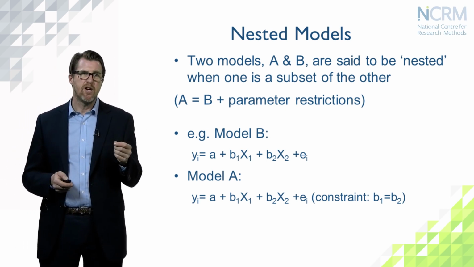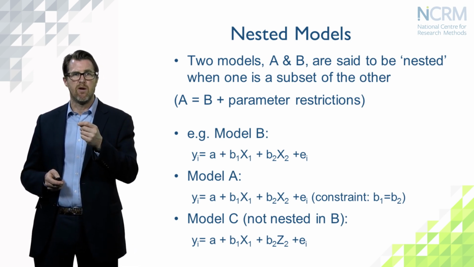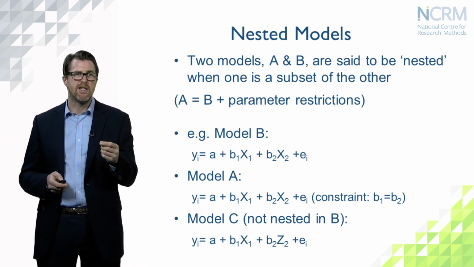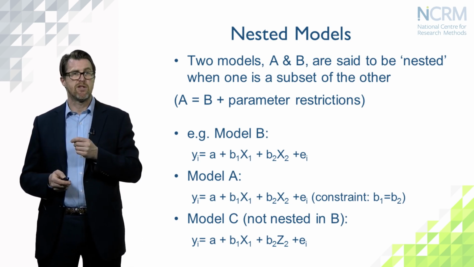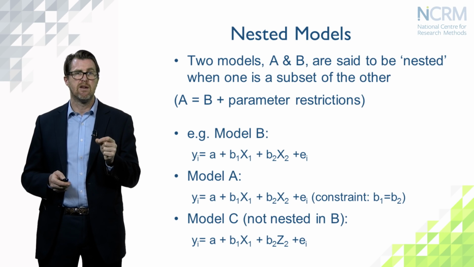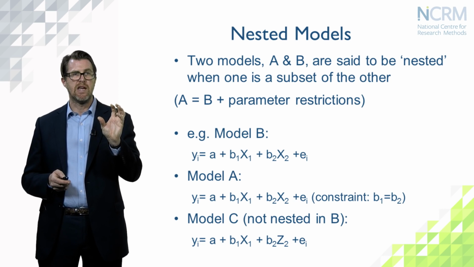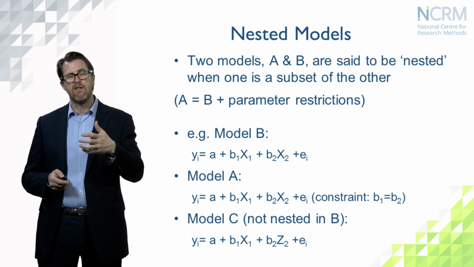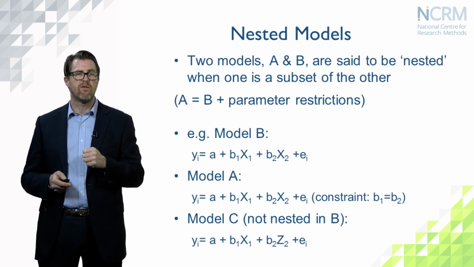If we consider a third model, model C, though, and we now remove x2 from the model and we add z2 instead, then model C is not nested within model B, because it isn't just model B plus some parameter restrictions. It has a new variable Z which is not in model B. So these are, if you like, apple and pear models. We can't really in any sensible way make comparisons between the fit of model B and of model C because they include different variables.